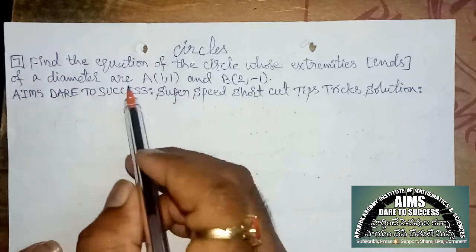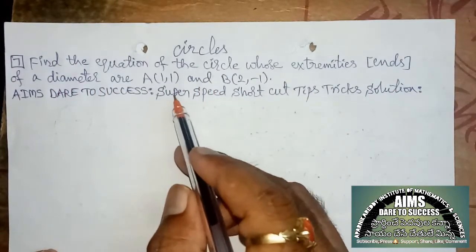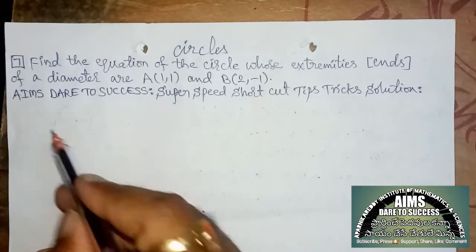Next, one more same model question. Find the equation of the circle whose ends of a diameter are A (1, 1) and B (2, -1).